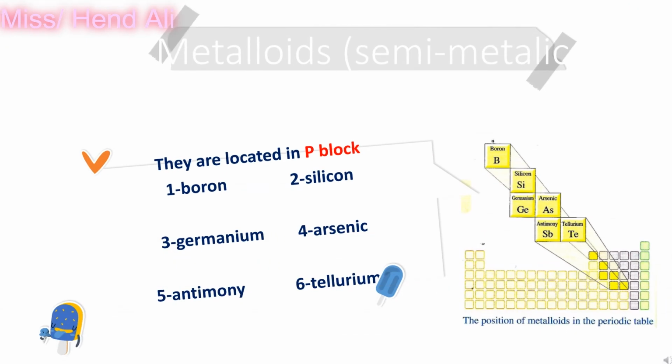Examples for metalloids or semi-metallic elements: they are located in the P block. Examples are boron, silicon, germanium, arsenic, antimony, and tellurium. Okay, keep this in mind. You may be asked about boron, silicon, germanium, arsenic, antimony, and tellurium.